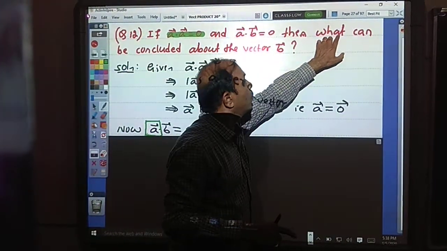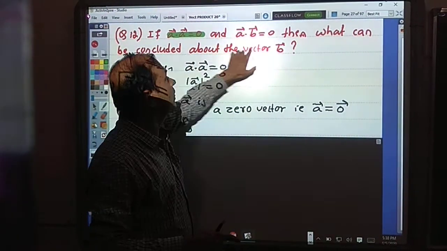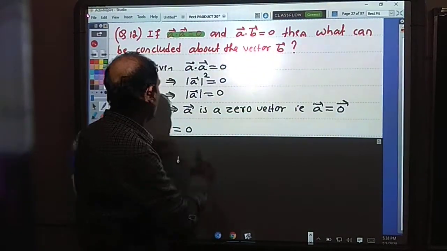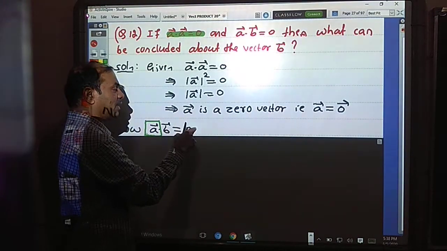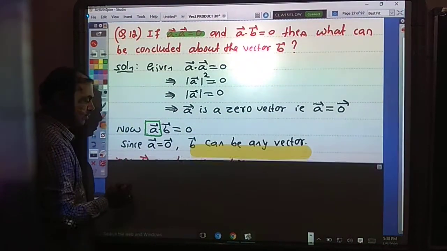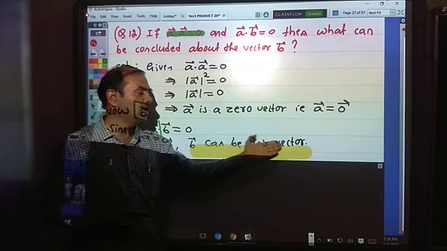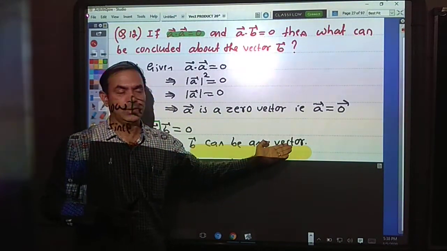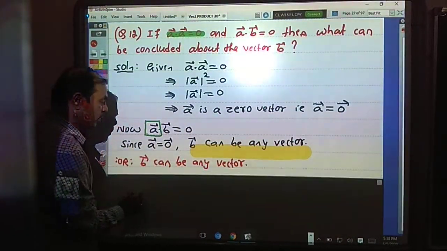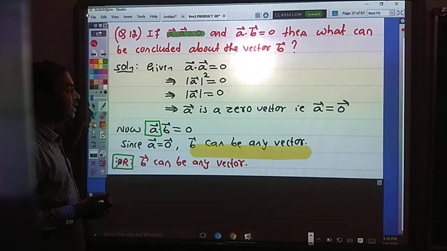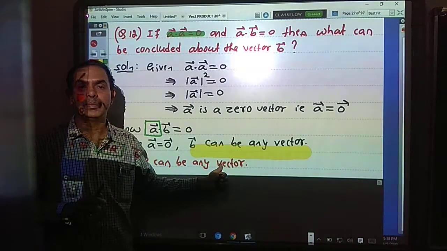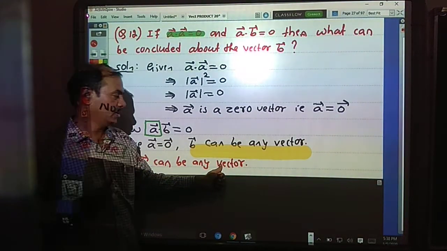What is the question? What can be concluded about the vector B? Once A is a 0 vector, you take any B, definitely it is 0. So the conclusion is B can be any vector. Or only this answer is enough: since A is a 0 vector, B can be any vector.